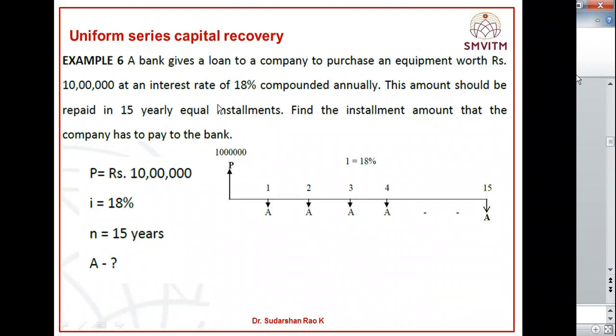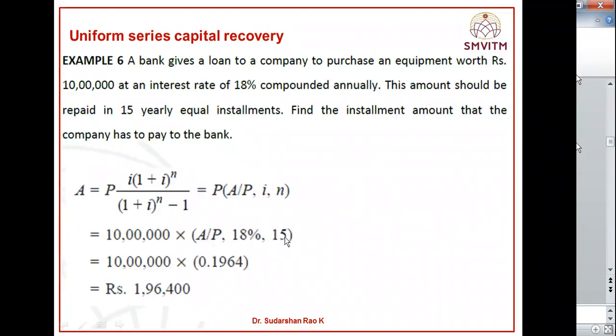This amount should be repaid in 15 yearly equal installments. Find the installment amount that the company has to pay to the bank. How much do they have to pay every year? The equal payment. P, the present value, is 10 lakh rupees, I is 18% and N is 15 years. Here A equals P into I into (1 plus I) to the power n, divided by (1 plus I) to the power n minus 1.